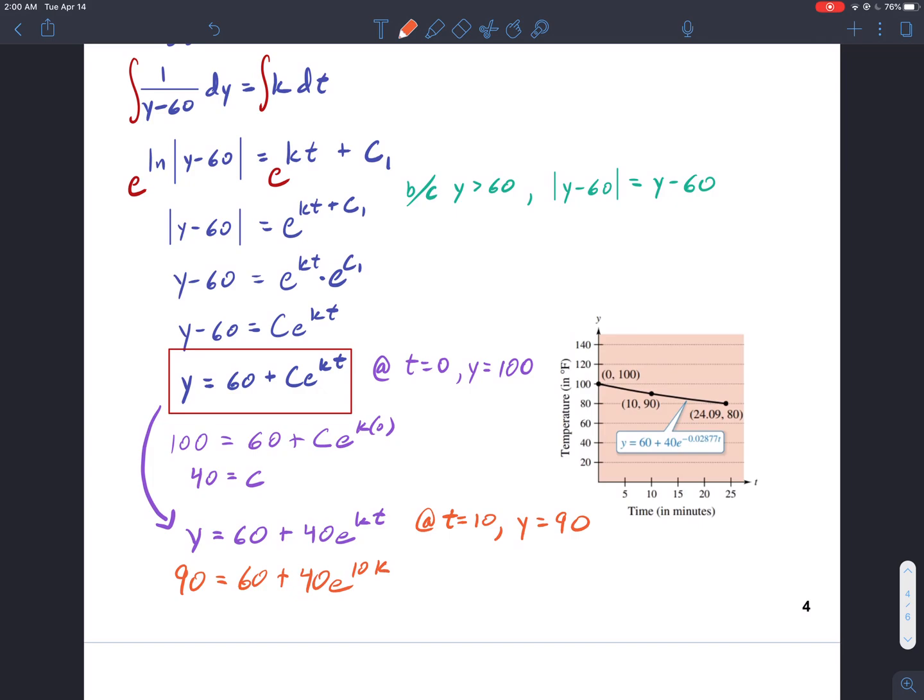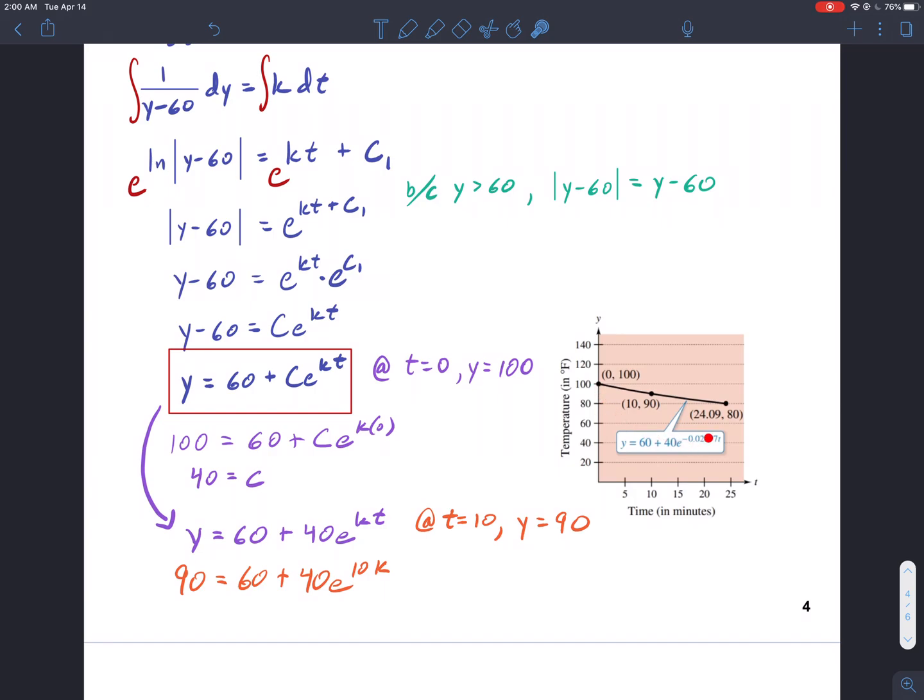This is getting very repetitive at this point. We have done this sort of problem so many times. I'm not going to finish this problem. You can do that. Finish the problem, find k. You're going to find k to be, as a decimal, approximately what you see right here, negative 0.02877.